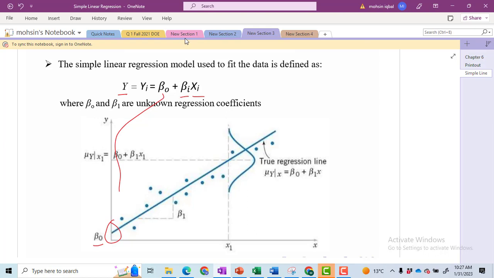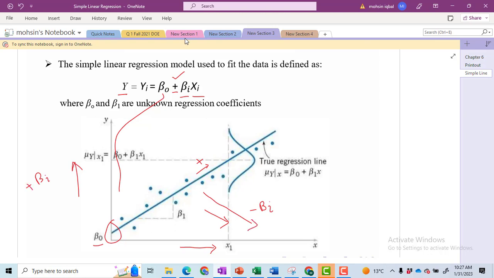Beta one is the slope of this regression line. This beta one can be positive, it can be negative. If the line is going upward, the sign will be positive here. Suppose the line is going downward, in that case our beta one will become negative because the slope is negative. So the slope is the change in y with respect to change in x. Here, as the x is increasing, our y is also increasing. So slope is positive. Beta one has a positive sign.